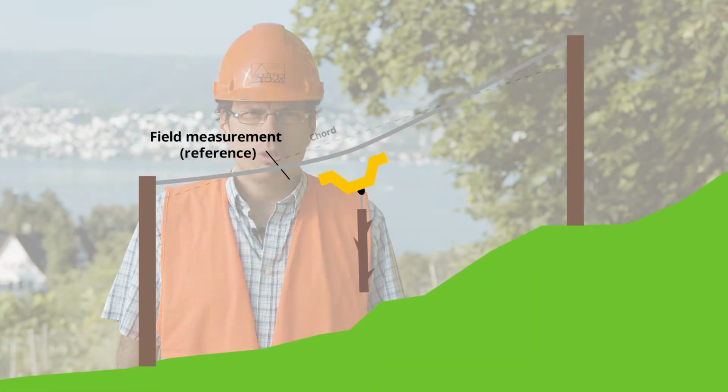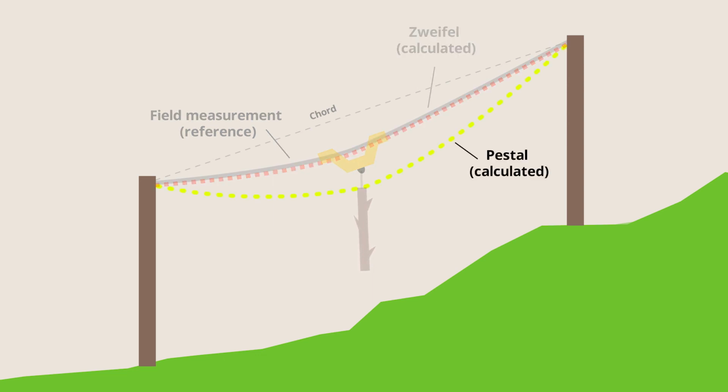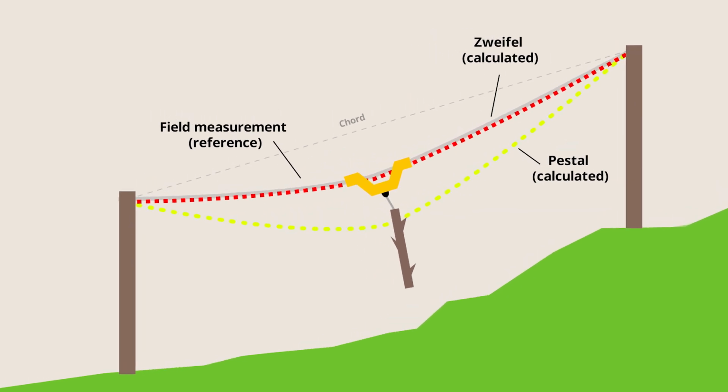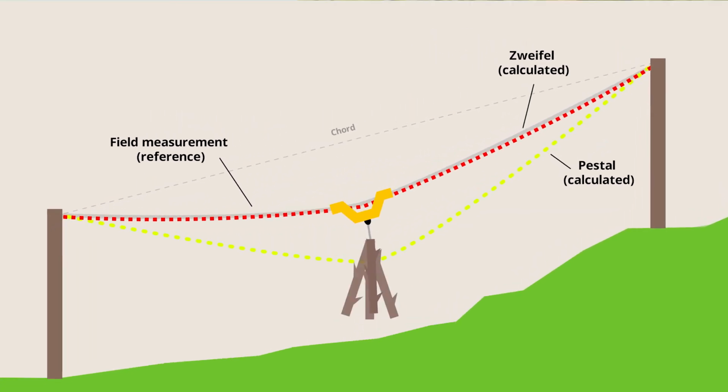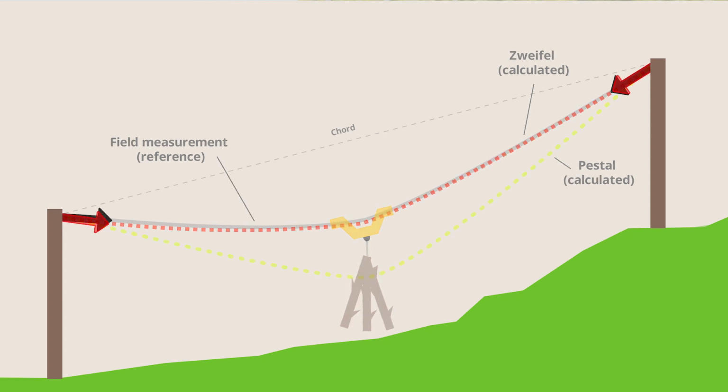The evaluations of our field measurements have shown that the calculated sags according to Zweifel are more accurate than those according to Pestal. The differences between Zweifel and Pestal are particularly obvious for long spans or for heavy loads. Furthermore, the occurring skyline tensile forces can be predicted precisely with the Zweifel method.